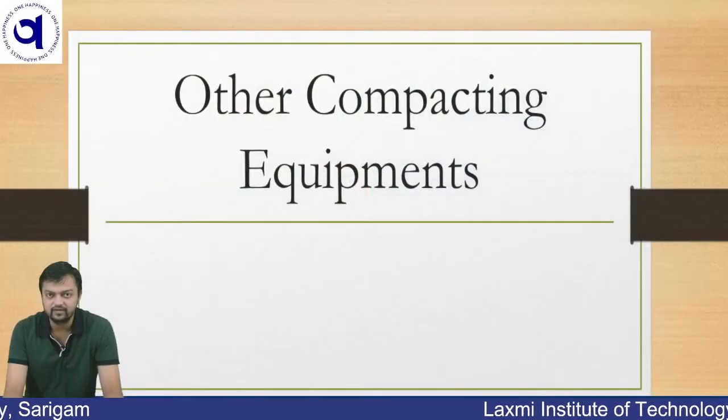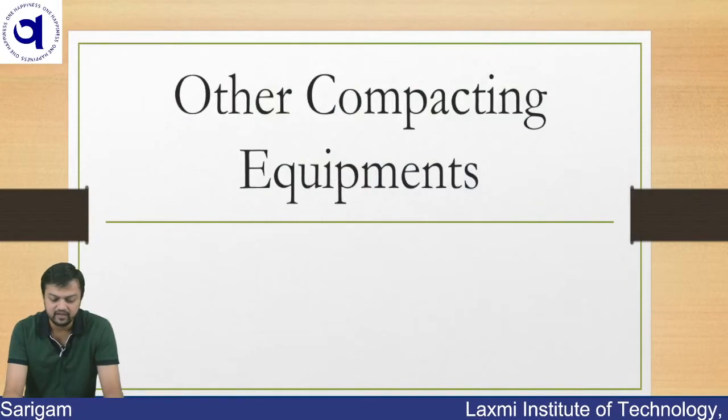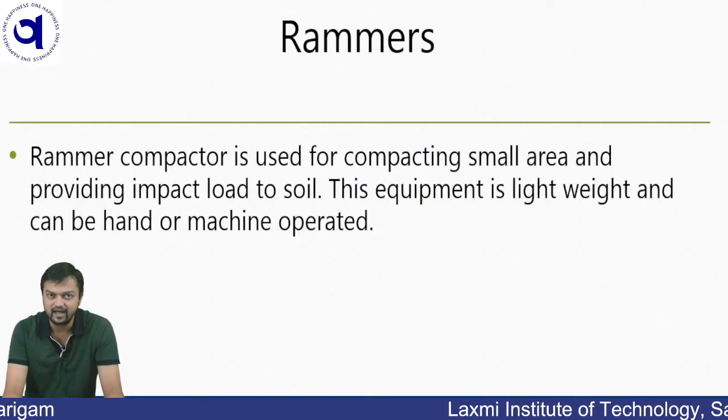Now, as we are seeing the Advanced Construction Technology subject, today we are going to discuss some other compacting equipments. Some of the compacting equipments we have discussed earlier, which were used in common construction sites. Today we are going to see some more compacting equipments that are specially used in some cases. So, the first compacting equipment, as we can see over here, is rammers.